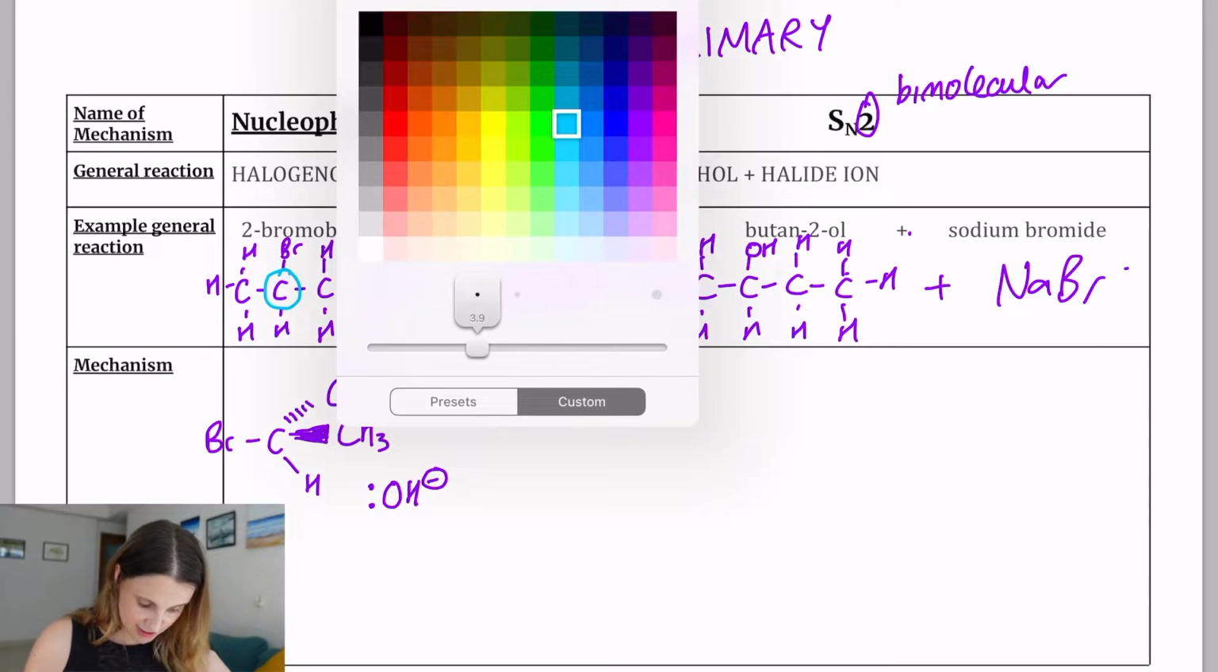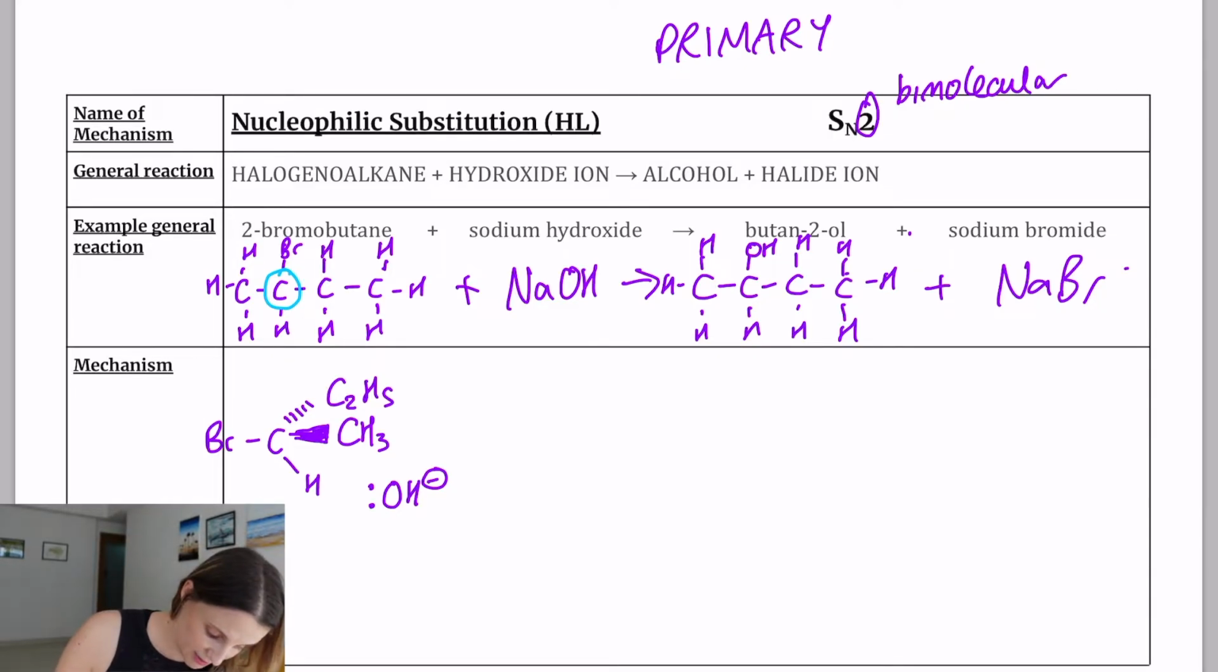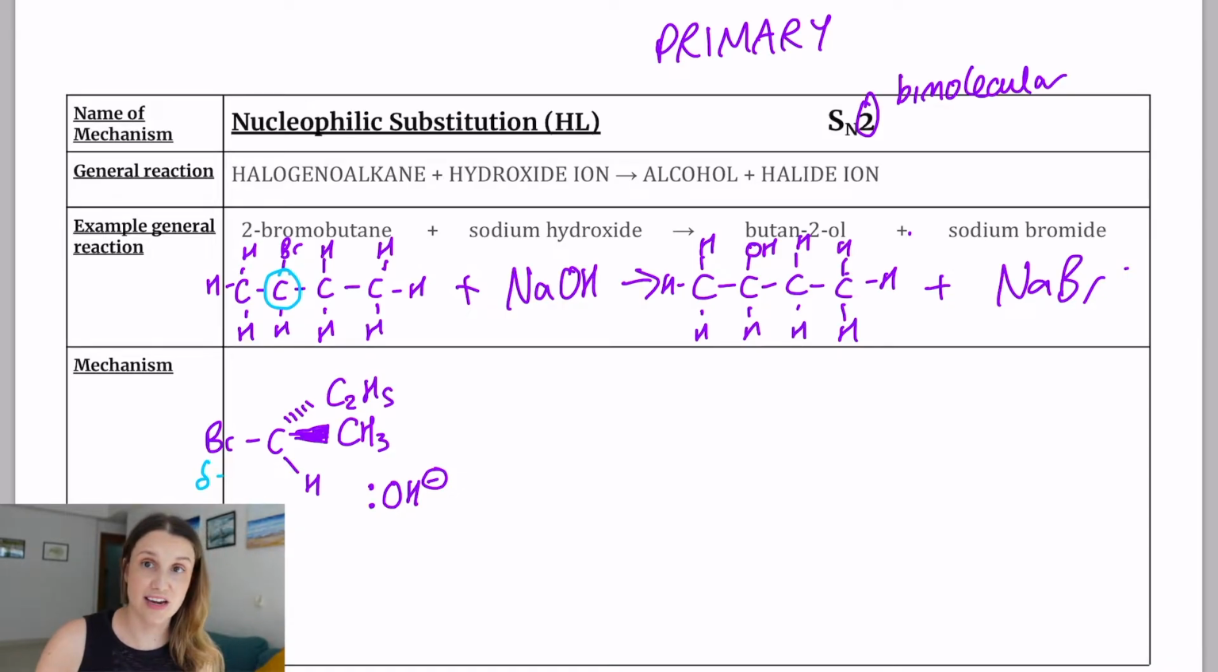Let's look at what happens in this first step. You've got the hydroxide ion being attracted to that carbon and the bromine atom being lost simultaneously. The reason this happens is that the bromine is delta negative. It's got a slight negative charge because it's more electronegative than the carbon, and the carbon is delta positive. So that means that this hydroxide group is attracted to this region of positive charge. That means the hydroxide is the nucleophile.